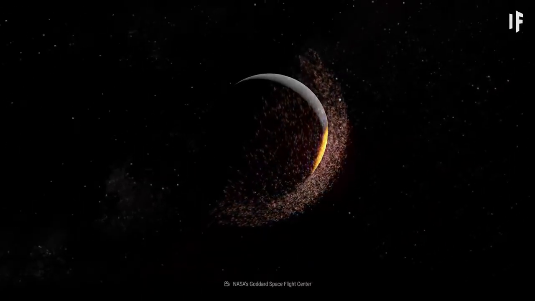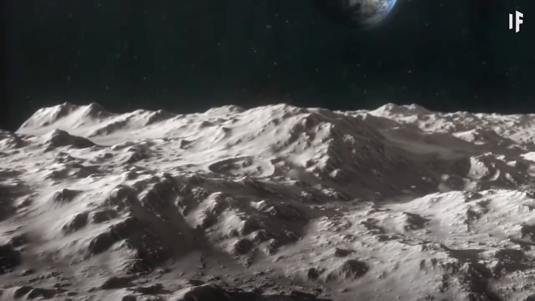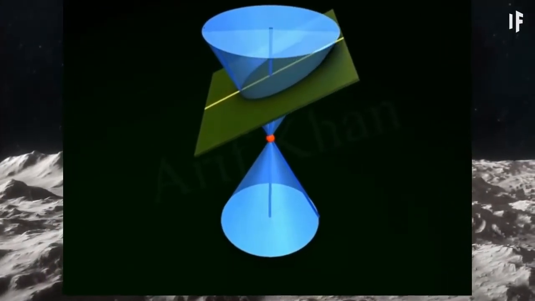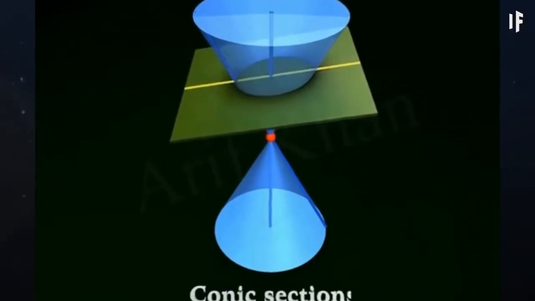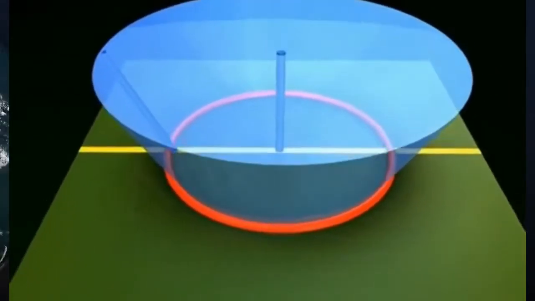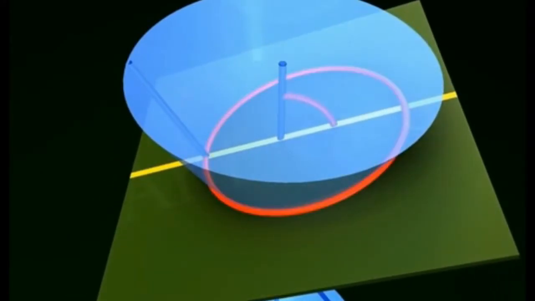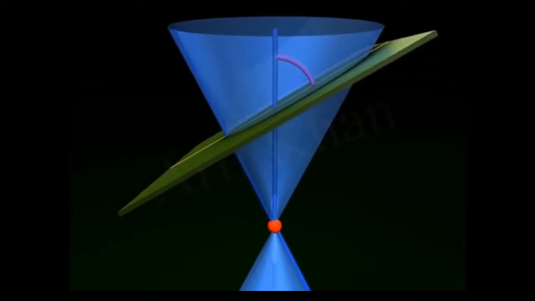Conic sections. If a plane intersects a right circular cone, we get two-dimensional curves of different types. These curves are called conic sections. Depending on the angle made by the plane with the vertical axis of the cone, the plane can cut the cone in four different ways: circle, ellipse, parabola and hyperbola. Let's talk about them one by one.